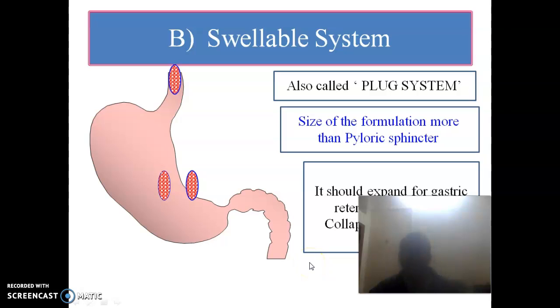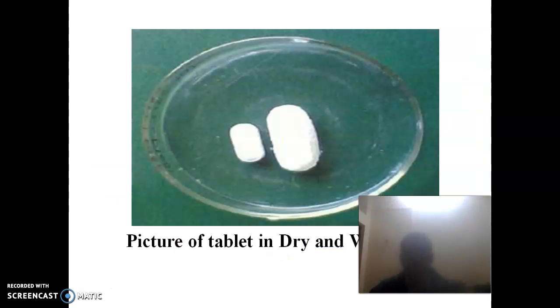It should expand for gastric retention, and should collapse after some lag time. How much it swells determines the release rate. Sometimes what happens is it will swell and disintegrate very fast, so we don't want that. It should be retained in the gastric fluid for sufficient time, and it should not cross the pyloric sphincter. This is the main condition for the swellable system. So you can see this picture, the dry form and wet form of the tablet.